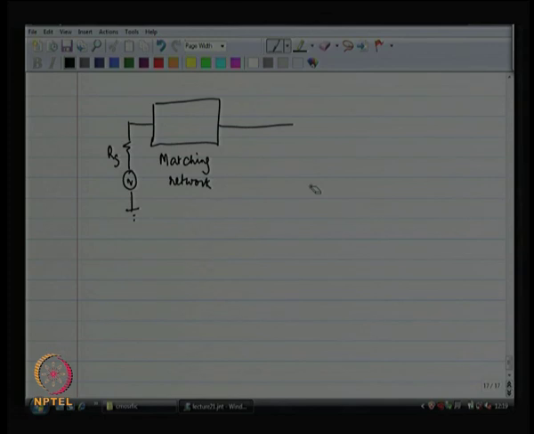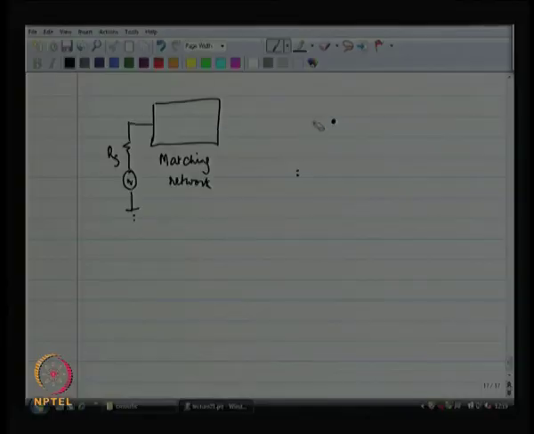Why do not we do the common gate amplifier? Can we do the common gate amplifier instead of what we were doing earlier? This is feasible. In fact, this can be done.